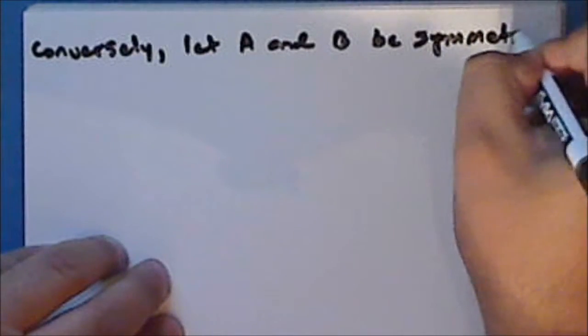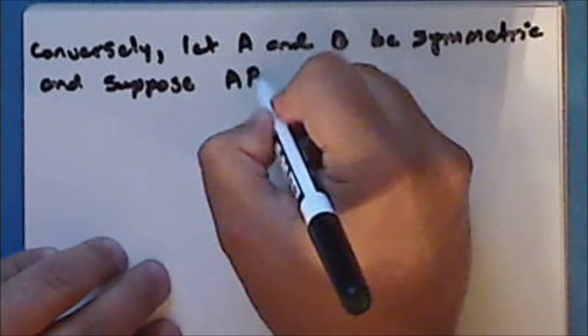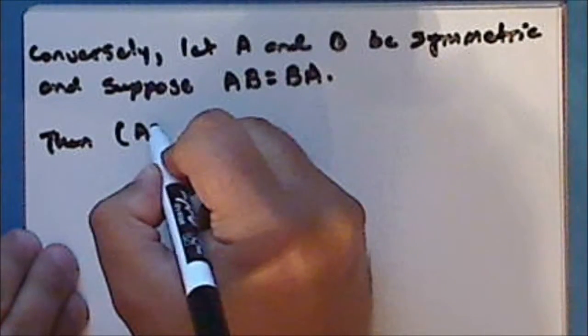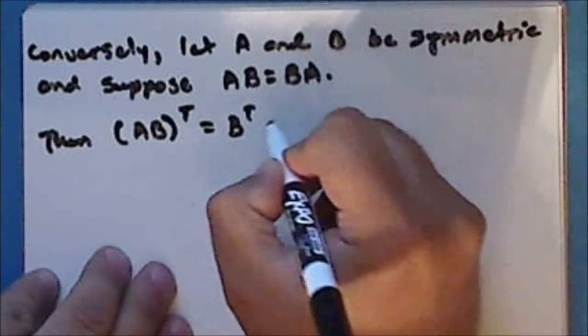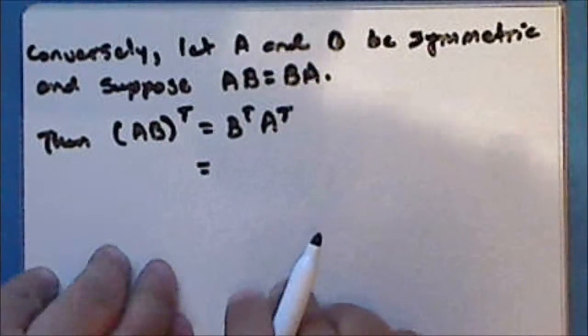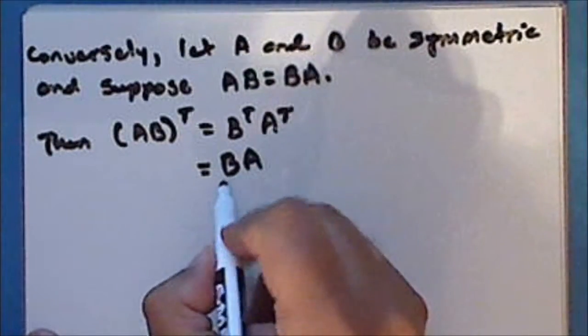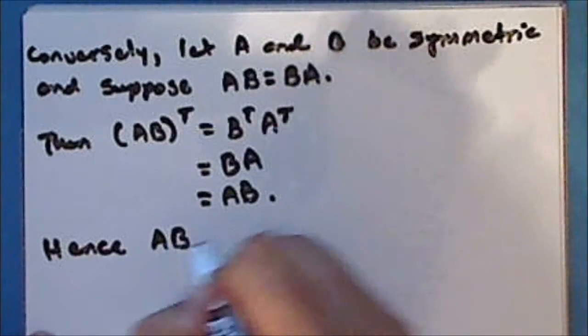Conversely, let A and B be symmetric, and suppose that the product of A and B commutes, then the transpose of A times B is the product of the transposes in reverse order, where once again the transpose of B is the same as B, and the transpose of A is the same as A. And as the product commutes, this is the same as A times B, and hence the product A times B is symmetric.